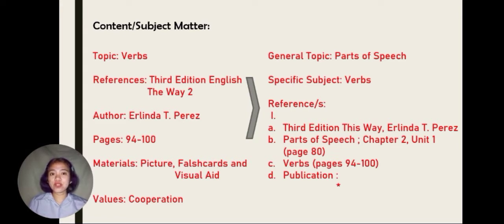Next, we have the references. The first part in the reference area is to write the main textbook titled The Third Edition This Way by Erlinda T. Perez. After that, we put the general topic stating its chapter and unit, and the specific subject together with the pages where you can find it. We will also put the publication, the dates, authors, and all.